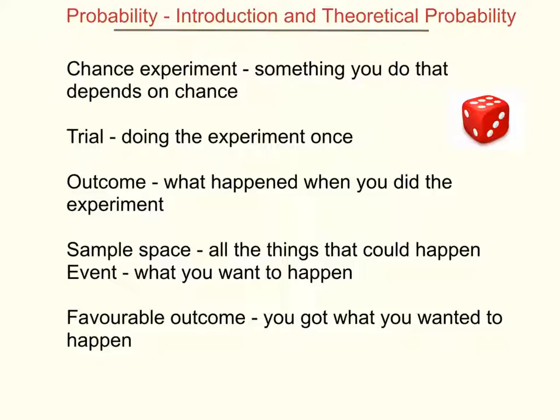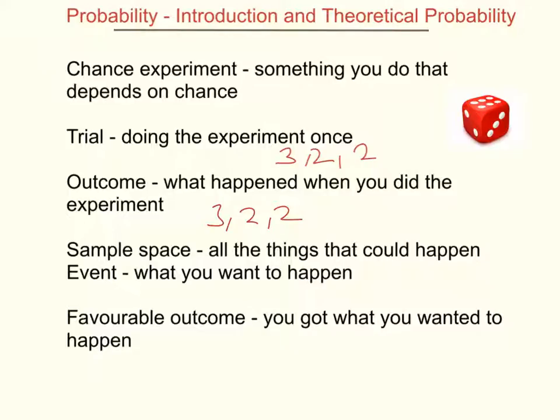So, let's suppose I rolled the dice 3 times and I got these numbers, 3, 2, and 2. The 3, the 2, and the 2 are the outcomes, what happened when I did the experiment. So the trial is actually rolling the dice, and the outcome is what I got when I did the experiment. So my outcomes are 3, 2, and 2.